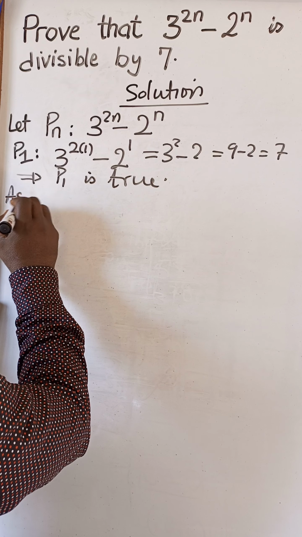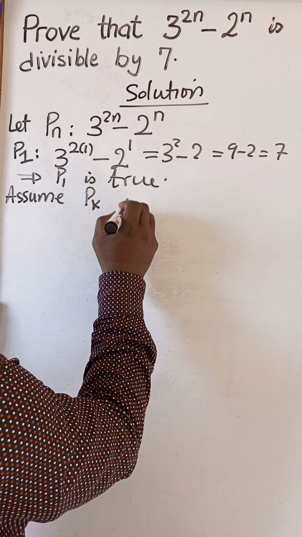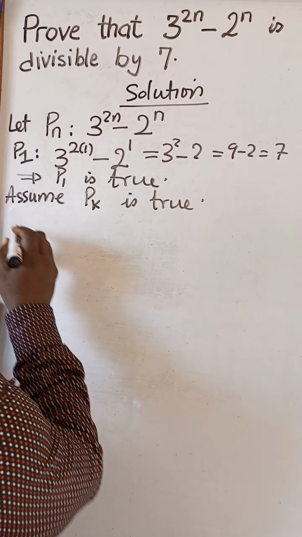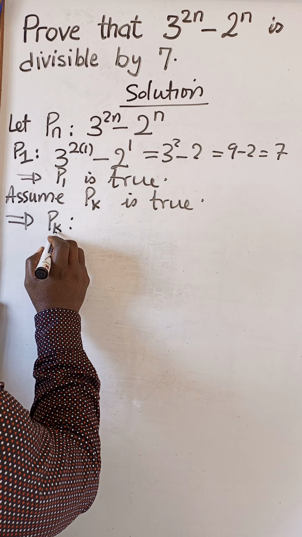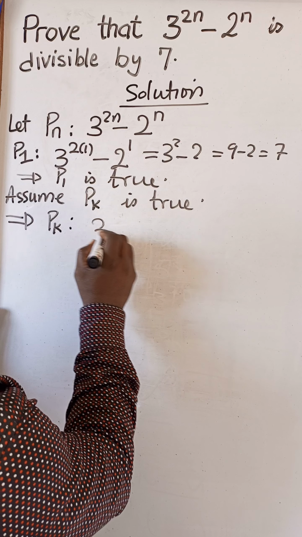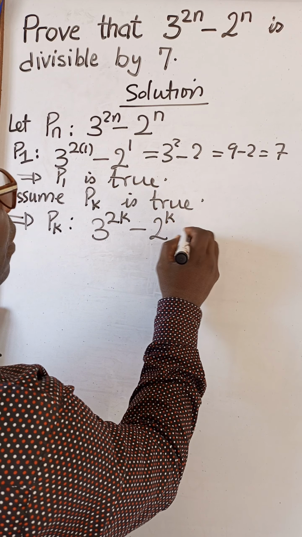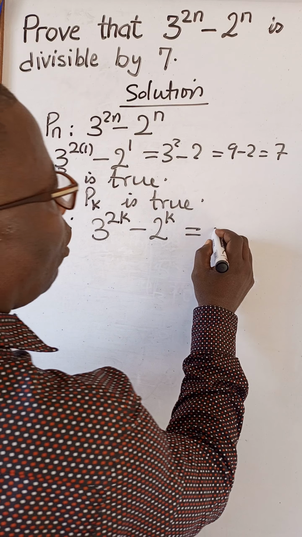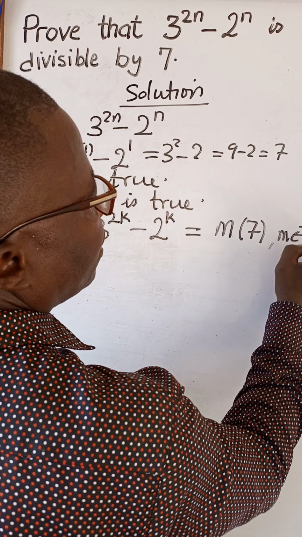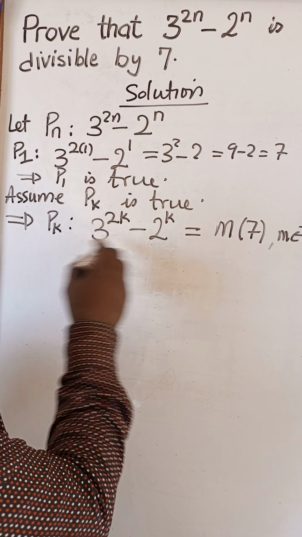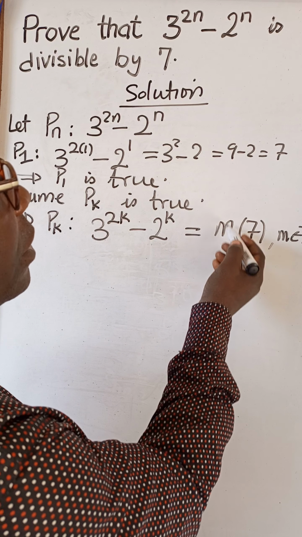Now, assume the statement is true when n is k. Therefore, we're assuming that Pk is true. If that is the case, then we're saying that this expression is divisible by 7. And so, how do we write that? It will be some whole number multiplied by 7. That whole number should be an integer. This expression can be conveniently written as some integer multiplied by 7.